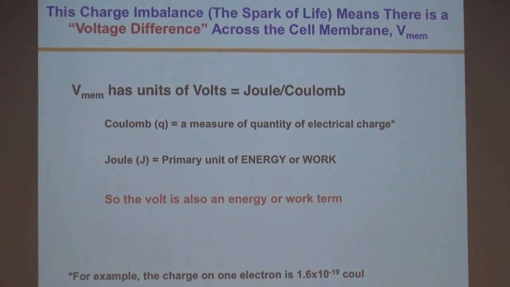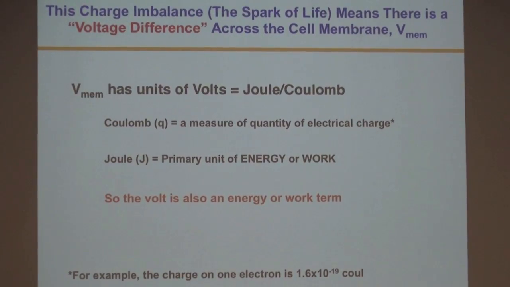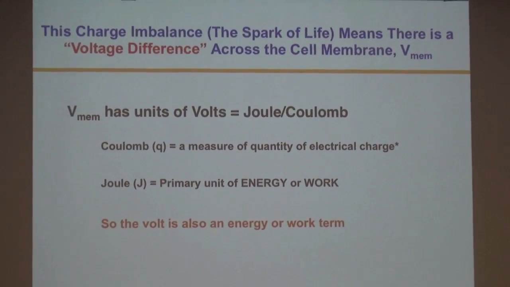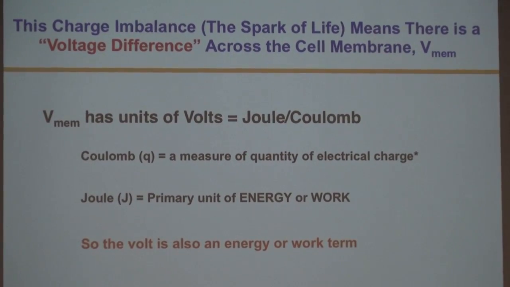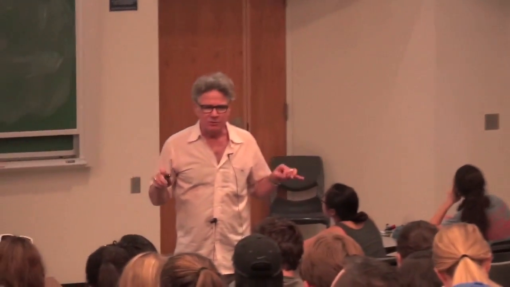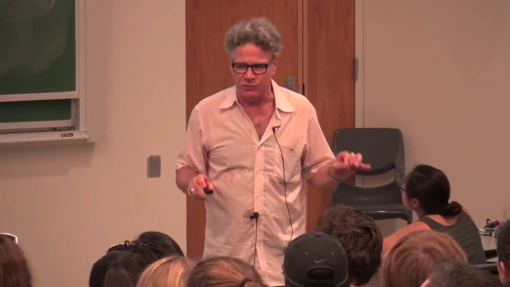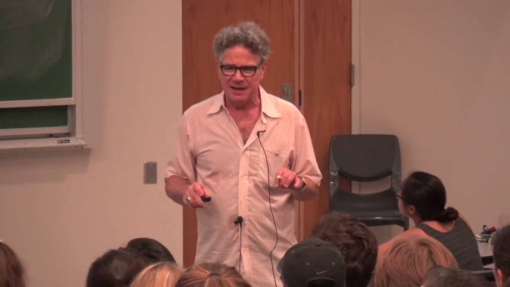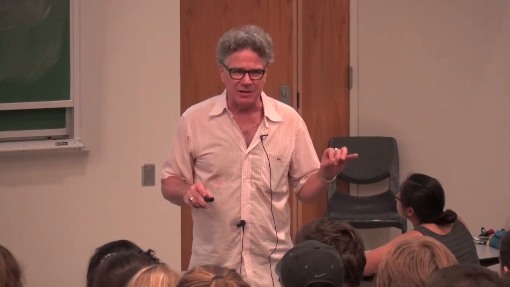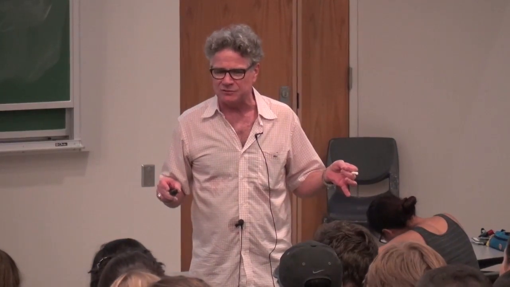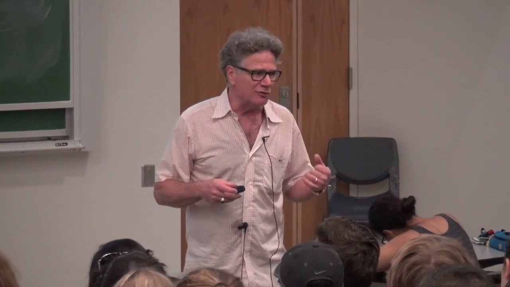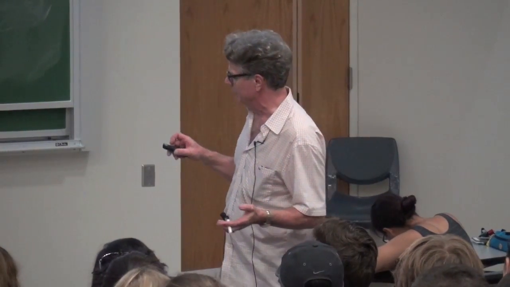So that means there's a voltage difference across the cell membrane called Vmem. It has units of volts. What's a volt? A volt is a joule per coulomb. What's a coulomb? By the way, you are responsible for every one of these new terms that I am giving you today. Every one of them. I like to say that learning chemistry is like learning a foreign language. The biggest part of learning a foreign language is vocabulary. I'm giving you the vocabulary of chemistry, at least the vocabulary of this class.